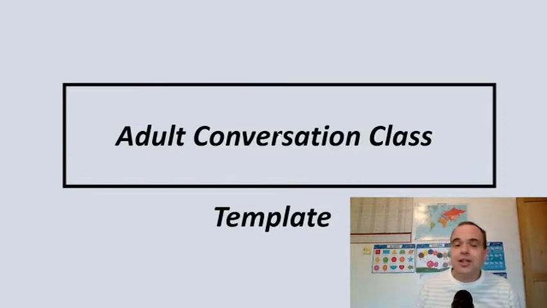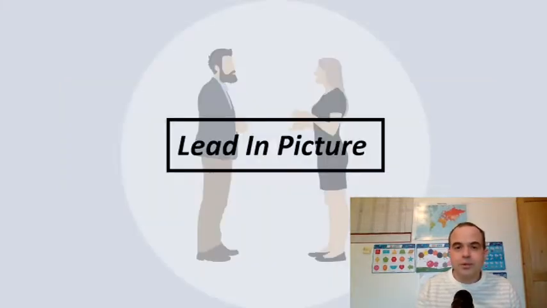In this video, in this workshop, I will be taking you through a simple template I use for adult conversation classes. Slide 1. Lead in picture. As much information in the picture as possible, or as little, depending on what you want. Picture is related to the topic of the class and the subject you're going to be talking about. A great time to elicit known words and phrases.